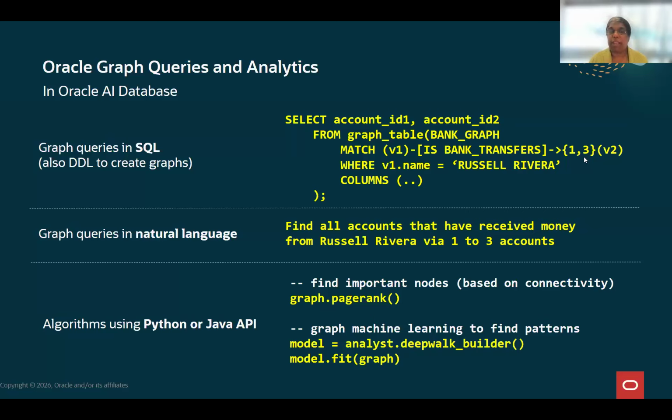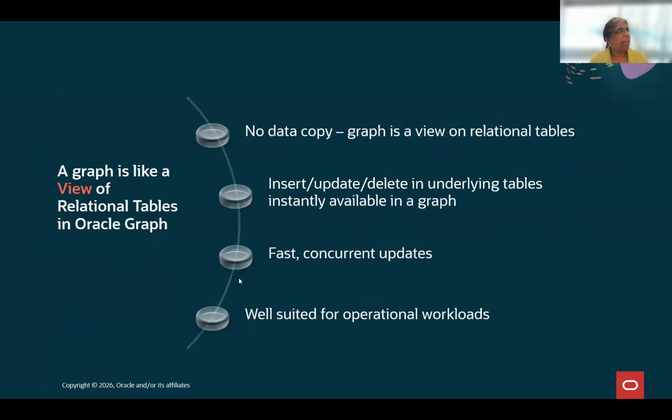And of course, as the database adds more and more AI features, such as natural language processing, you can use natural language to write these graph queries as well. And for the algorithms I was talking about, like clustering, machine learning algorithms, or finding important nodes, we have a Python and a Java API for running these algorithms against your graph.